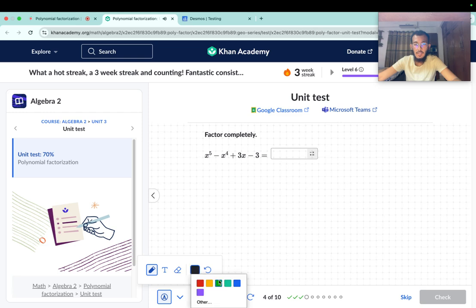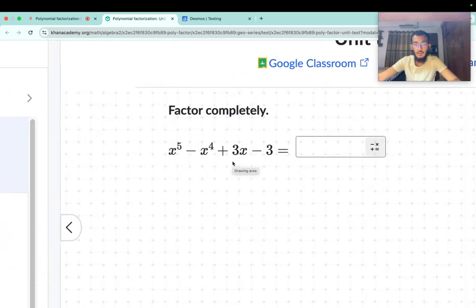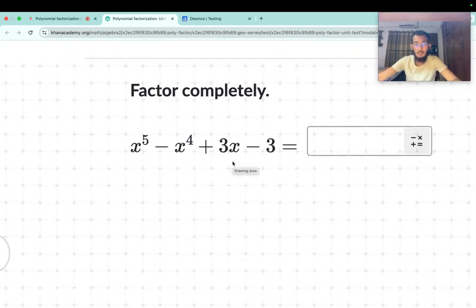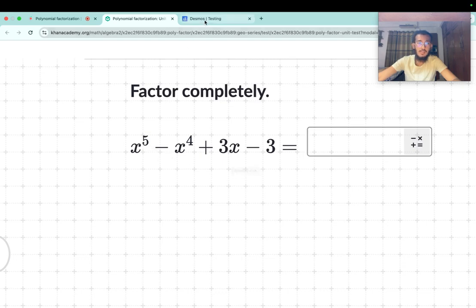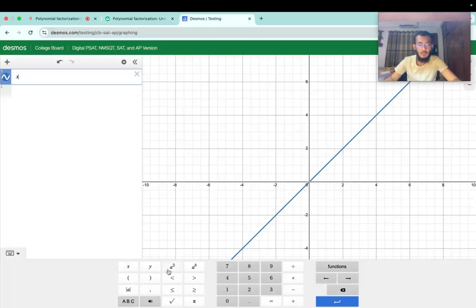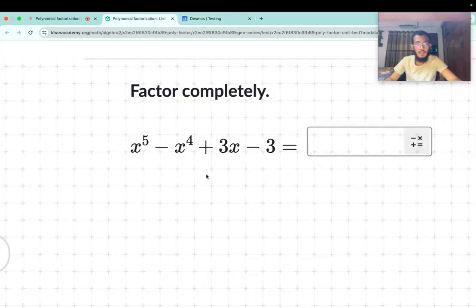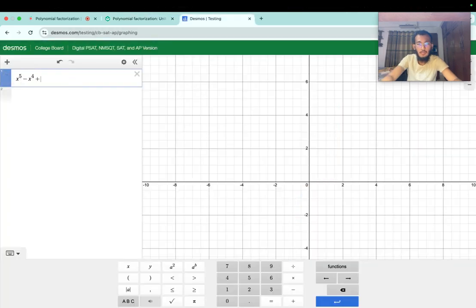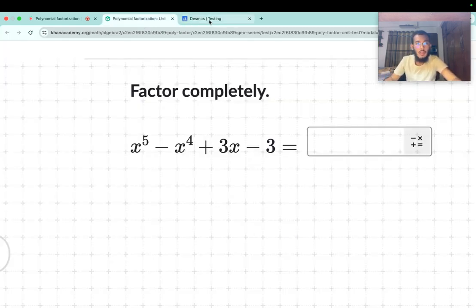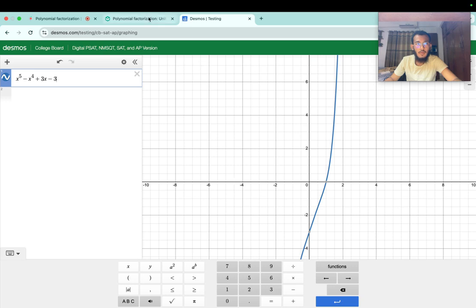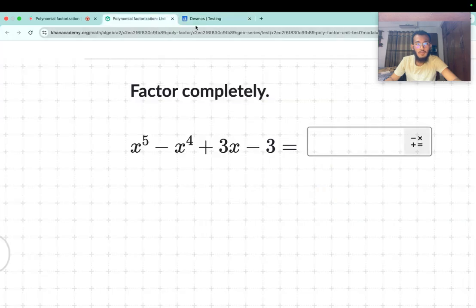All right, we have to factor this equation completely. And because it has x to the power 5, we want to plug this into Desmos. So x to the power 5, then we have negative x to the power 4 plus 3x, no, not this one. So x to the power 5, negative x to the power 4, positive 3x minus 3.